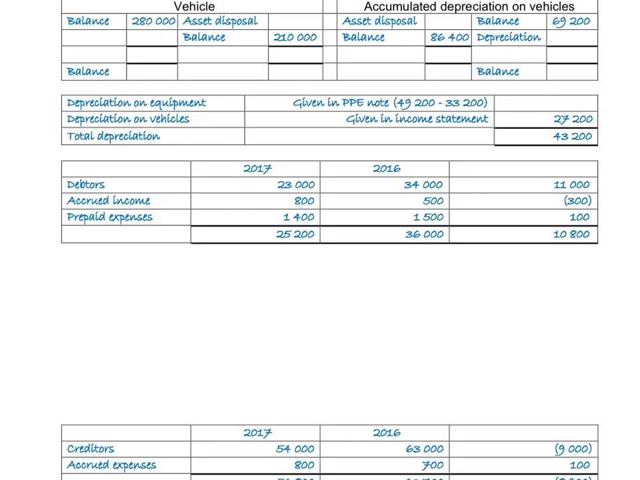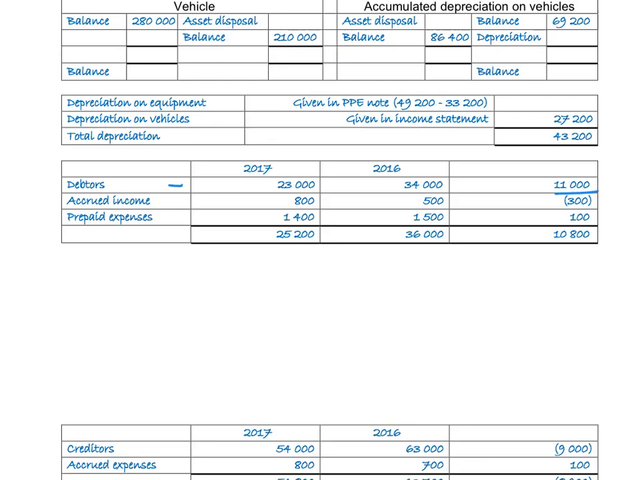If we look at the debtors, we will see that the amount we have to take into account as the movement for debtors between the previous year and the current year is the amount owed by debtors. It was 34,000, now it's 23,000, so that means the debtors owe us less money, and that caused an inflow of 11,000. Accrued income is also a current asset. We think it out the same as debtors.